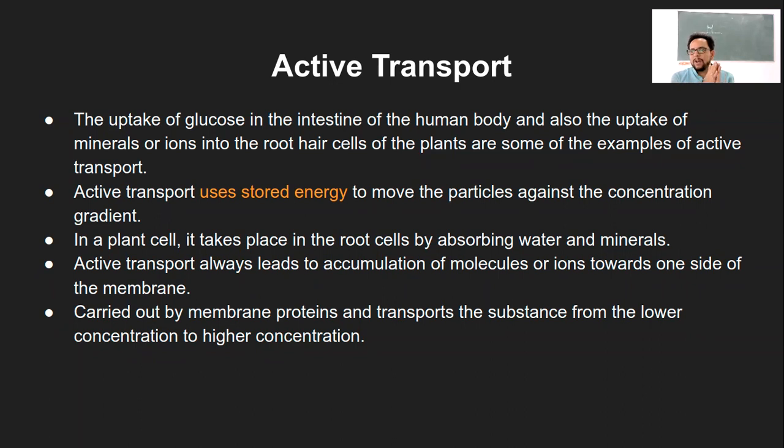But when they keep on accumulating inside the root hair cell, there will be a higher concentration of minerals inside. Outside the root hair cell, that is in the soil, there will be a lower concentration of the minerals, and this then becomes against the concentration gradient. From the soil, these minerals have to go inside the root hair cell, and that will need the active transport process because it is against the concentration gradient, and it will obviously consume some energy.